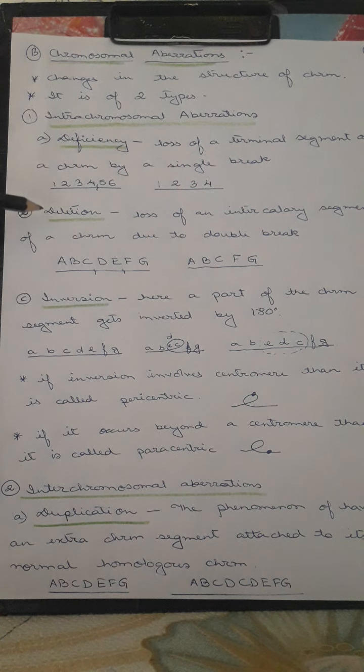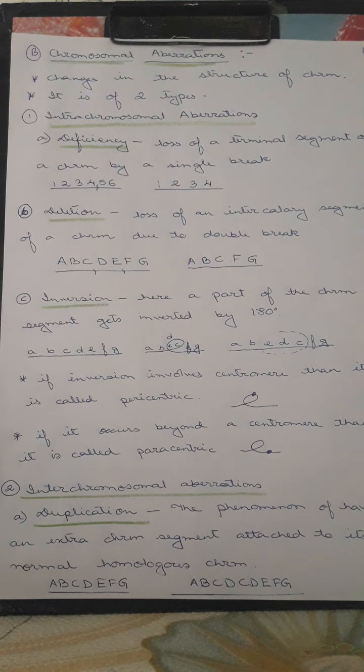Again, if an intercalary portion, that means a middle portion, is broken out by 2 breaks, then it is known as deletion. If terminal portion, deficiency. If middle portion is lost, then it is deletion. Here you see in the chromosome A, B, C, D, E, F, G, here at D and E, 2 breaks are taking place and the resultant chromosome is A, B, C, F, G. Got it? That means D and E has been deleted from here.